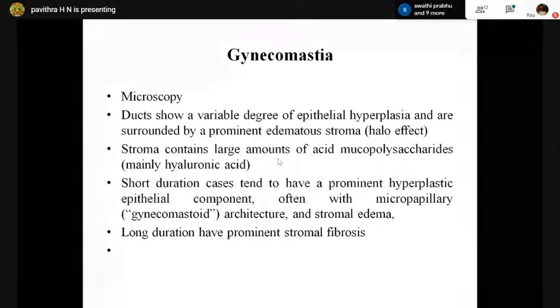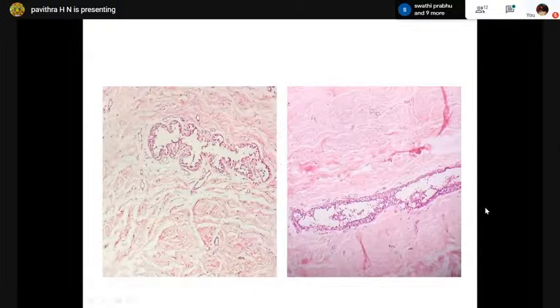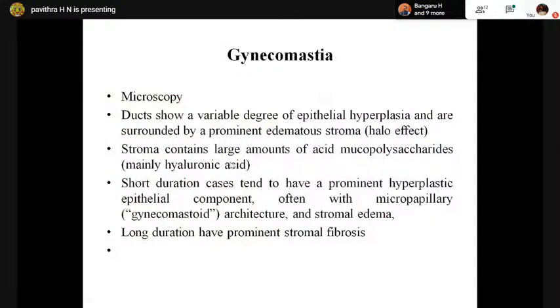On microscopy, there will be a variable degree of epithelial hyperplasia surrounded by stroma. Mostly, the stroma immediately adjacent to the epithelium shows a myxoid change, containing acidic mucopolysaccharides like hyaluronic acid. Some short duration cases have a prominent hyperplastic epithelial component, often with micropapillary architecture and stromal edema. Otherwise, long duration ones may have stromal fibrosis. That is all. Thank you.